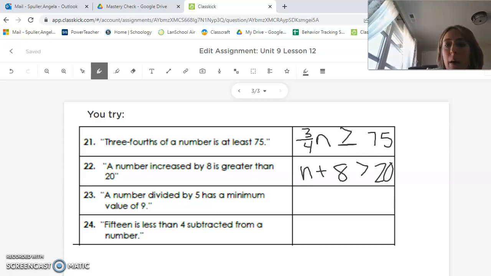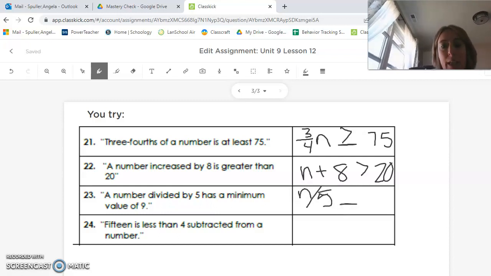Okay, a number divided by 5 has a minimum. Remember, it can be equal to it, but it can't be any smaller. Minimum means it has to be at least, so bigger than or equal to 9. And then 15 is less than 4 subtracted from a number. So number starts and we take 4 away from it.